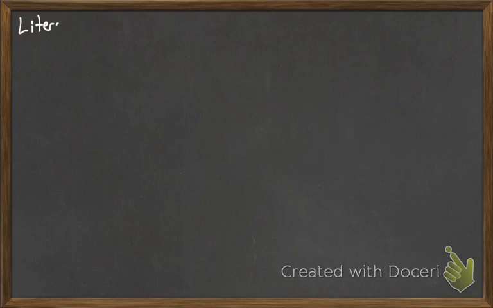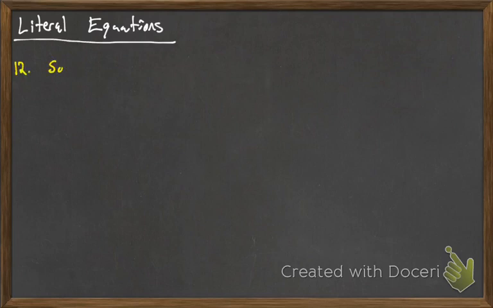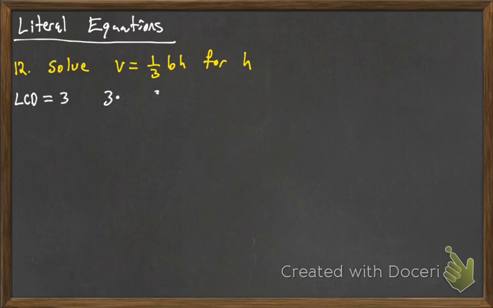Let's look at two examples of literal equations here. All right, so I'm going to solve volume equals 1/3 base times height, and we're going to solve that for the letter h. We'll solve it very similar to how we did the other ones. We're going to find what the LCD is. There's only one denominator, it's 3. So we're going to multiply both sides by 3, or 3 over 1, depending on whether you think of it as a fraction or not.